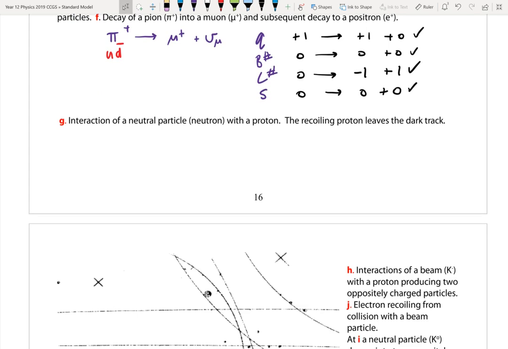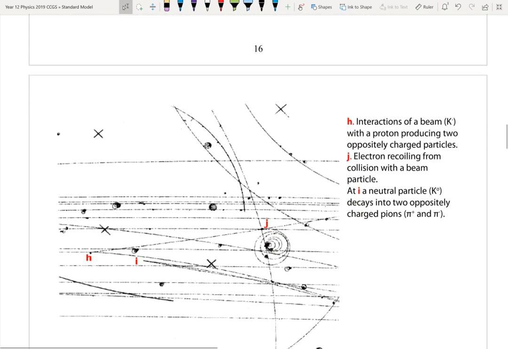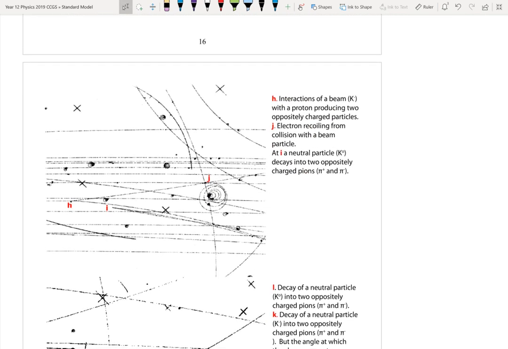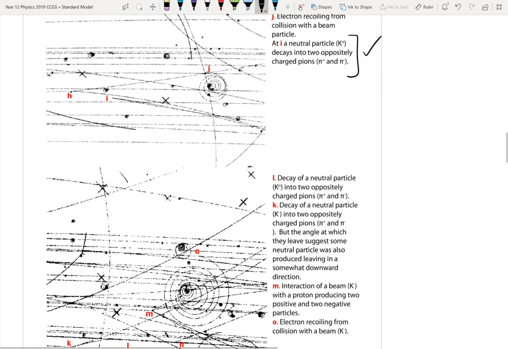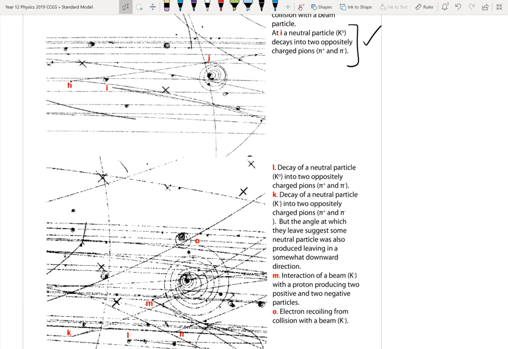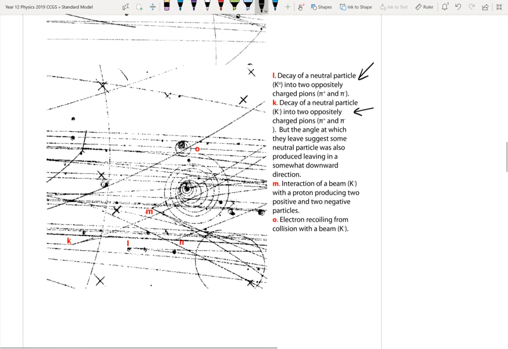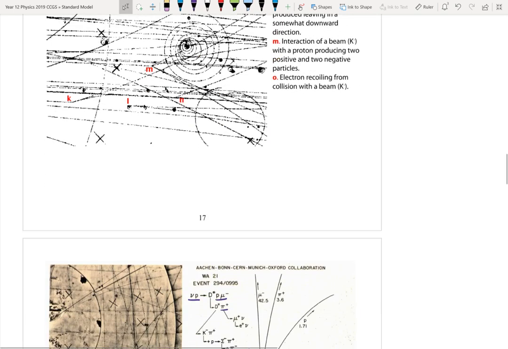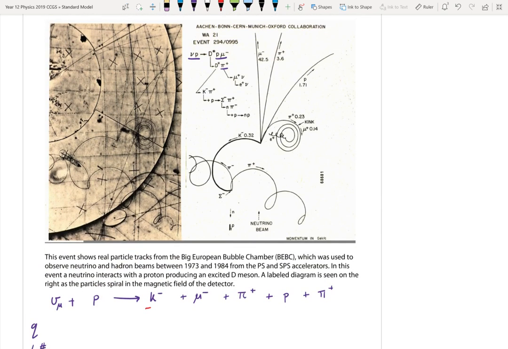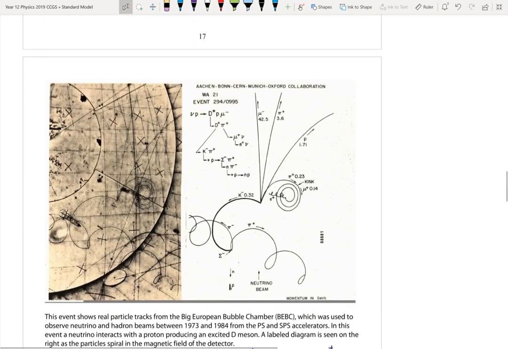Over the page, please. Now, I'll leave this for you guys to do on your own, but you should be able to identify I, which I think we just did. You should be able to identify L and K. But we don't have much room on this page. So let's go over the page. This one's good. We'll look at this one here, okay? Over to this page, please.